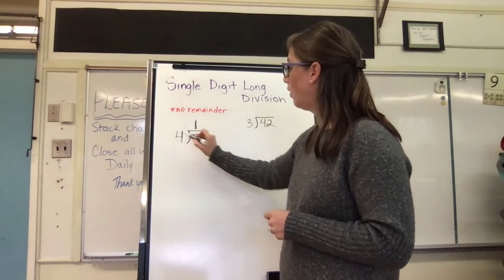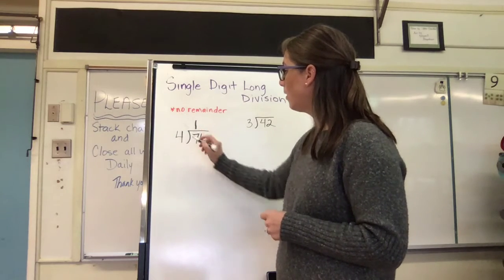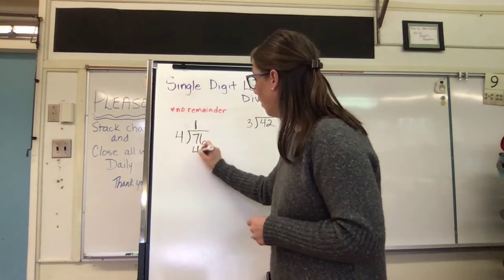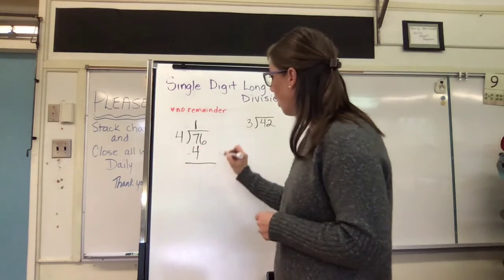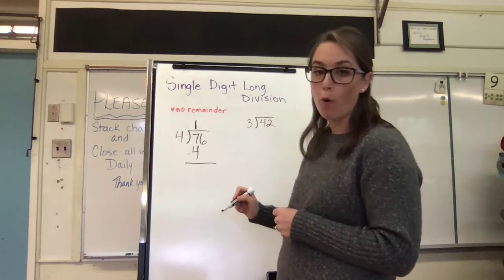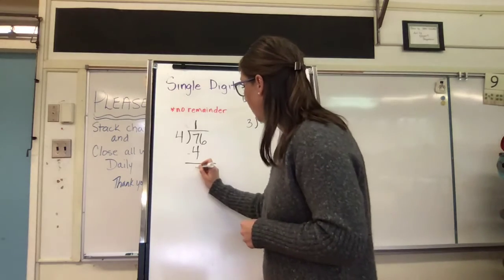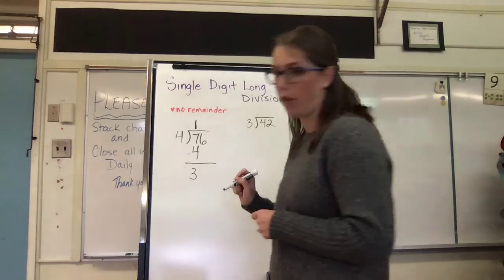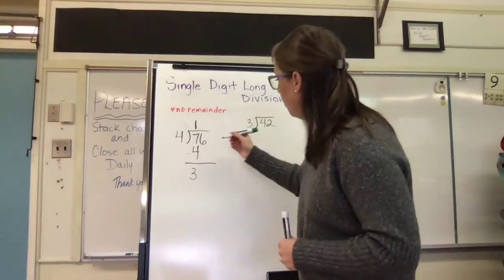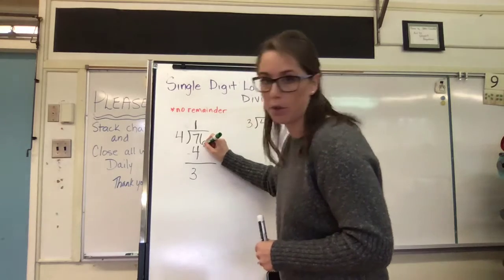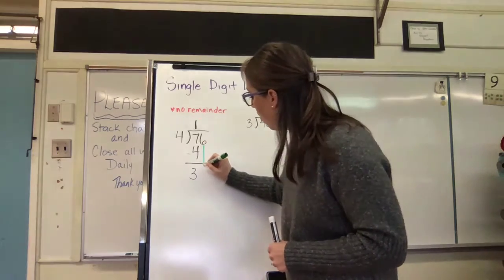From here, you're going to then multiply 1 times 4 and put it right below the 7 here. From here, you are then going to subtract 4 from 7, and that's going to leave you with 3. Now what you want to do is bring the next number, which is 6, all the way down.